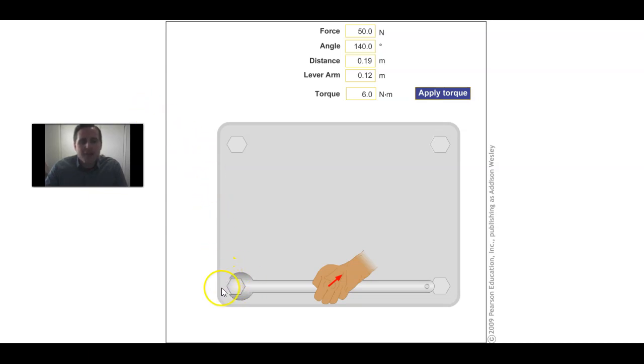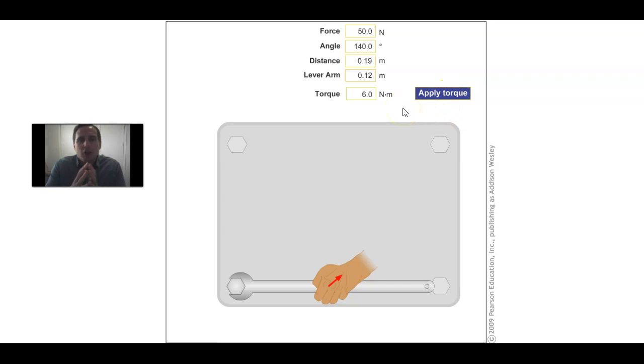What I have here is a bolt, which is, let's say, stubborn and hard to turn. And I have a person with a hand, and that hand is exerting a force. We can control the force from the hand. We can control the angle at which the hand exerts the force relative to the location of the wrench. We can control the distance the hand is away from the bolt, and what ends up being calculated is the so-called lever arm and the torque. And to execute, we have to click apply torque here.